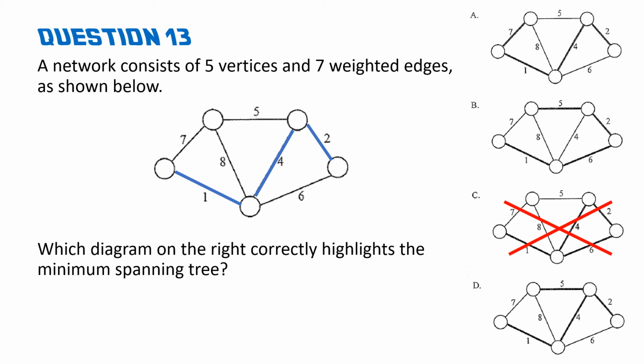Now I'm left with a whole lot of options, 7, 8, 5, and 6. Well, I'm not going to look at the 6 because that's going to create a loop. So I need to look at 7, 8, and 5. Lo and behold, 5 is the smallest number of those 3. So that completes my tree. So which one of A, B, and D look like that? Well, it's not A, it's not B, it is in fact D. So the answer to this question is D.